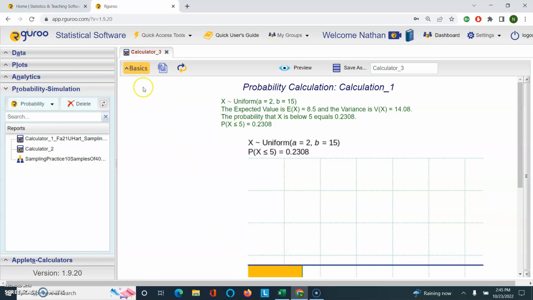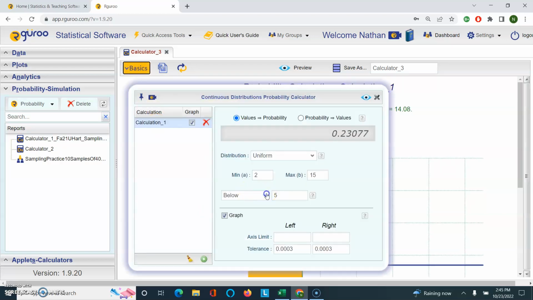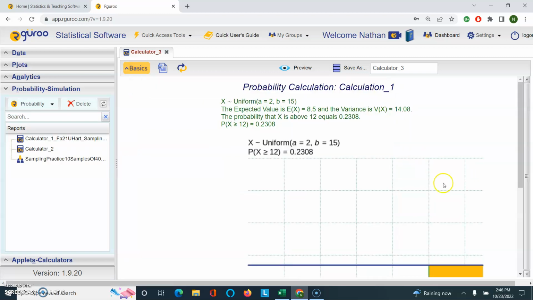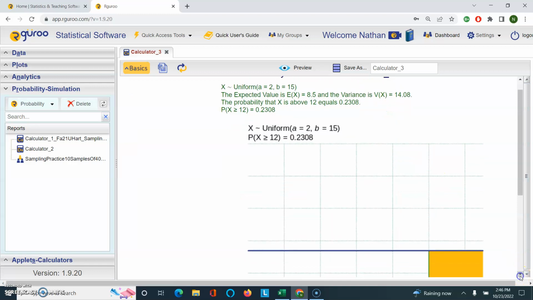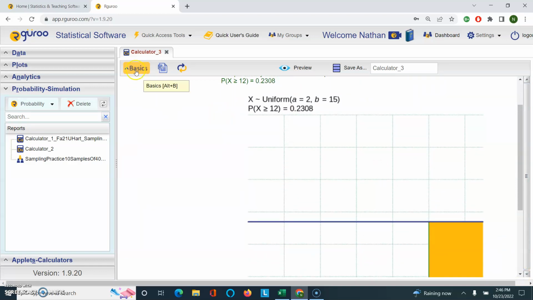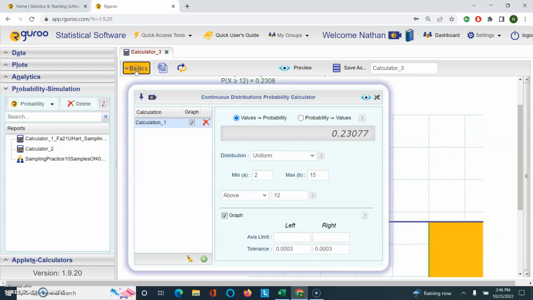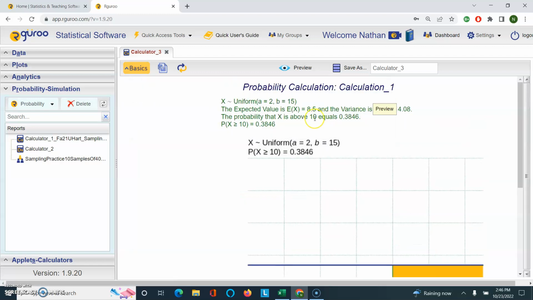How about more than 12 minutes? Right, so that would be an above. Right, so above 12. Click preview. So again, almost 1 in 4. Okay, if I wanted more than, let's say, 10 minutes, that would be above 10. All right, so that's going to be even more likely, so that's 0.38. So it's really that simple.